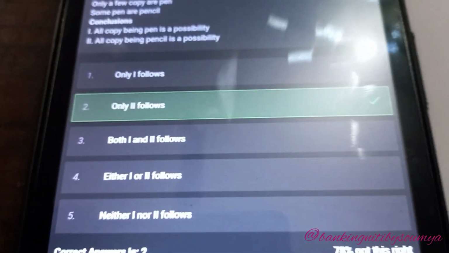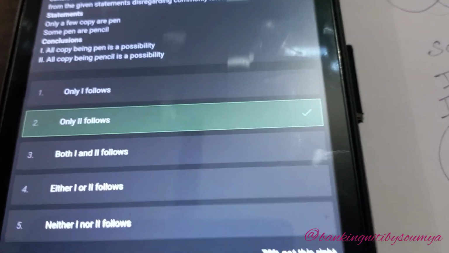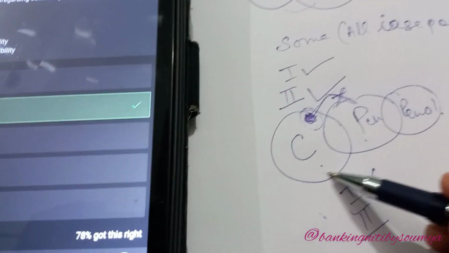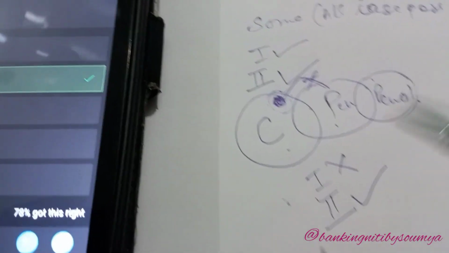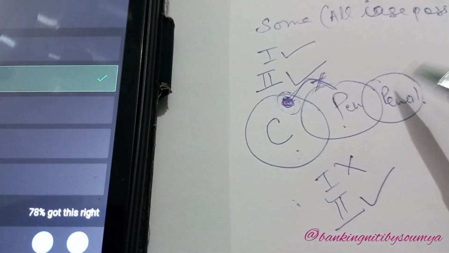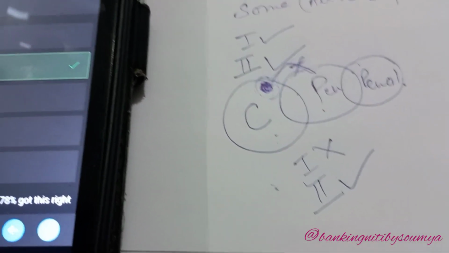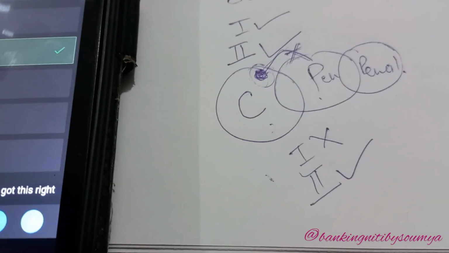Now our second conclusion is all copy being pencil is a possibility. Yes, all copy being pencil is a possibility. It is true when there is no relation between two elements. Here copy and pencil, we are seeing there is no relation. So all the possibilities are true. Now move to our third question.